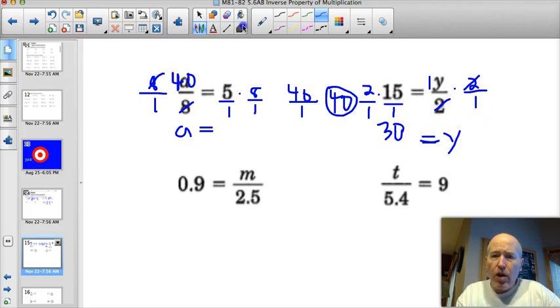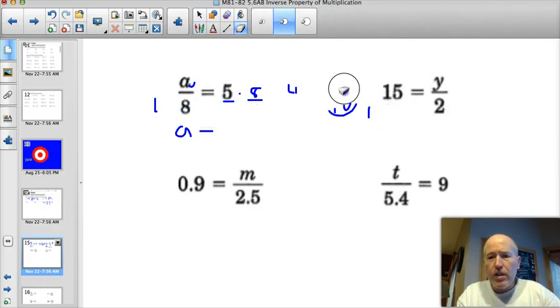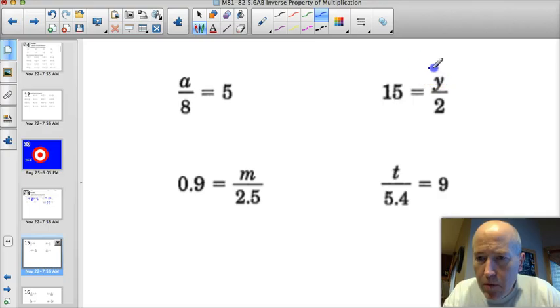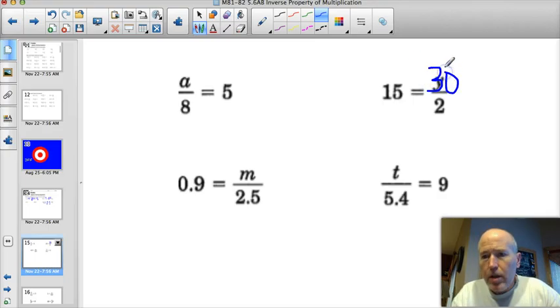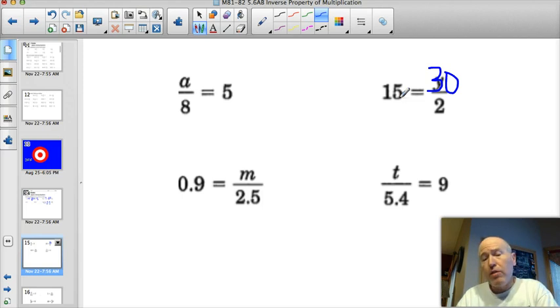Let me erase all this junk, and let's just put that answer back in there and see if that works. So we think y is equal to 30. So let me just pop that in right over the top of the y. Okay, 30 divided by 2 equals 15. Yeah, it does. You probably could have figured those ones out on your own.